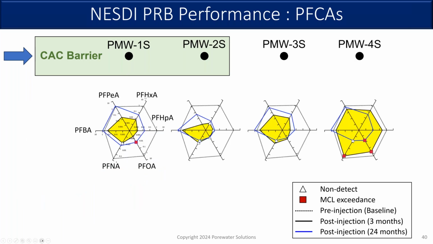And if I go 10 feet downgradient, looking at this well, the PFPeA hasn't broken through yet. So it's still absorbing, but it is starting to break through. But the longer chain compounds are fully absorbed, which is good, and the barrier is not breaking through. And the key is the PFBA is not regulated.